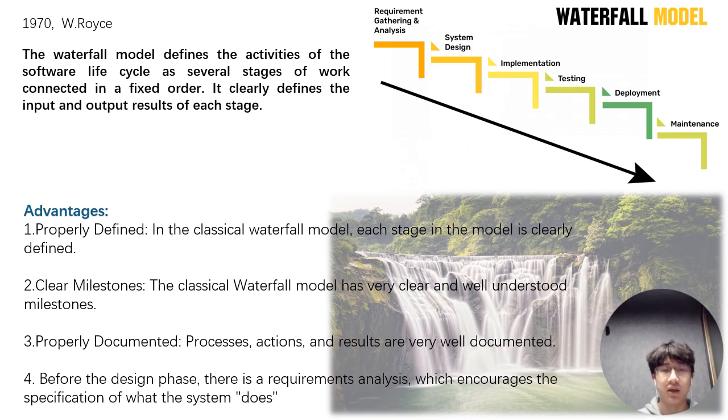The first is properly defined. In the classical waterfall model, each stage in the model is clearly defined. The second one is clear milestones. The classical waterfall model has very clear, well understood milestones. The third one is properly documented. Processes, actions, and results are well documented. The last one is that before the design phase, there is a requirements analysis, which encourages the specification of what the system does and what the system does not do.